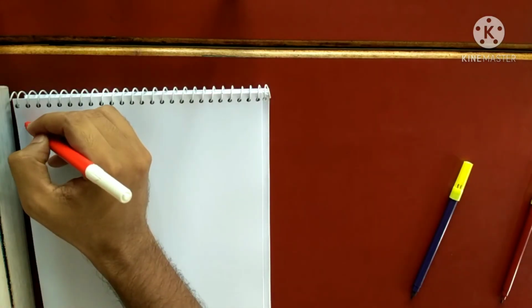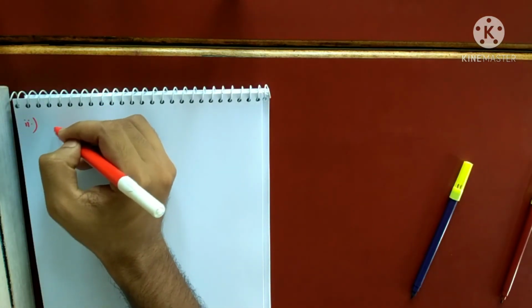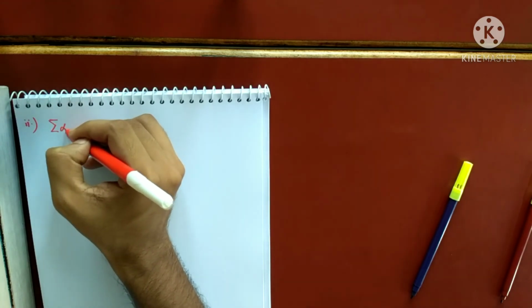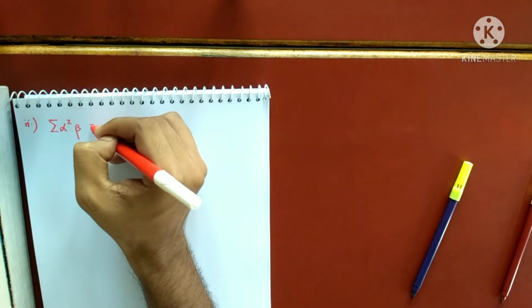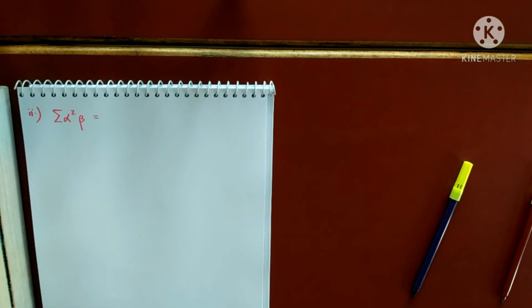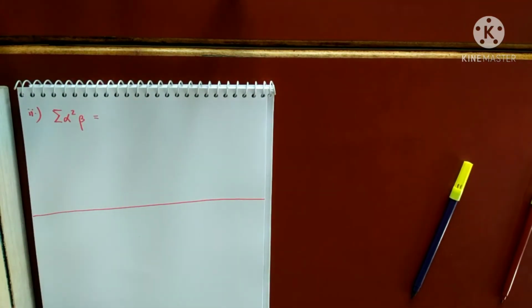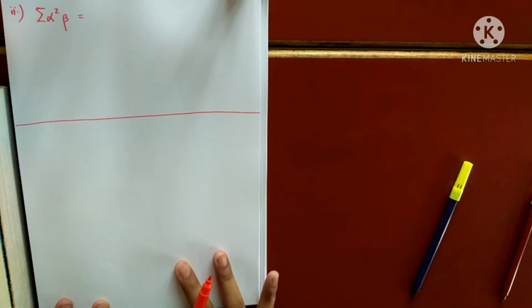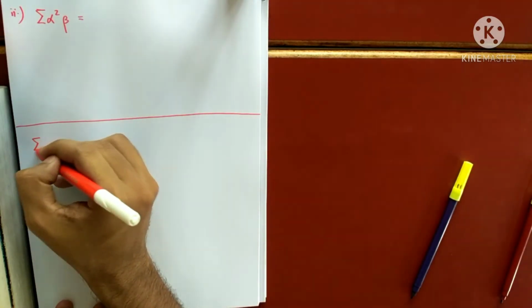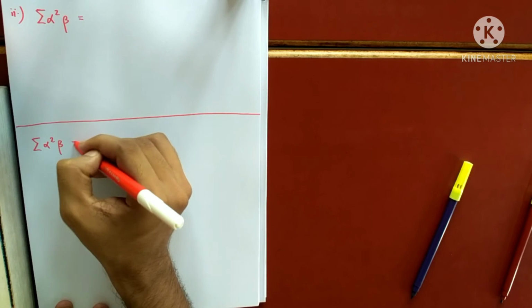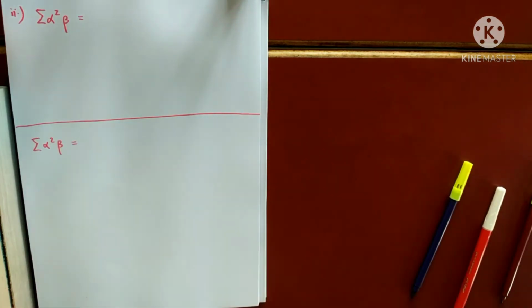So let's take this one, number 2, summation alpha square beta. Again we have to apply a lot of logic here. So let me keep a space there and let's do things here. I have to find the value of summation alpha square beta. Let's see what the possible terms here are.